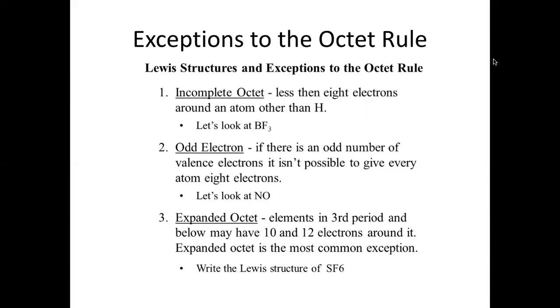So there are some exceptions to the octet rule. We'll briefly discuss some of these. We will go more in detail into what happens when we have an incomplete octet, an odd electron, and then an extended octet.